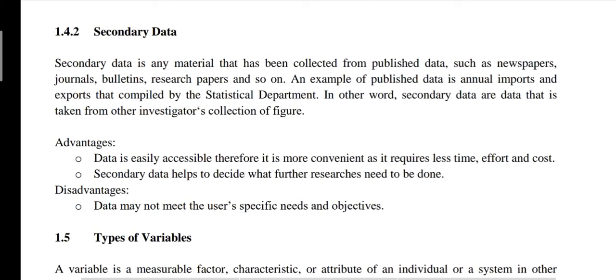So we have some advantages and disadvantages of the primary and secondary data. So that one you can read in the textbook, or later I will give short notes about this chapter.